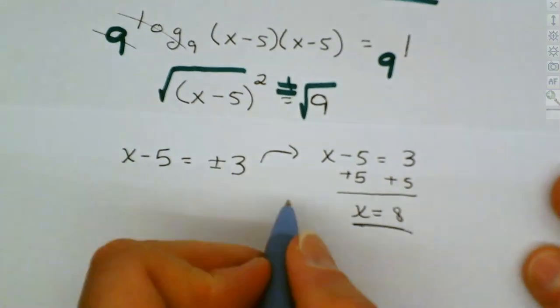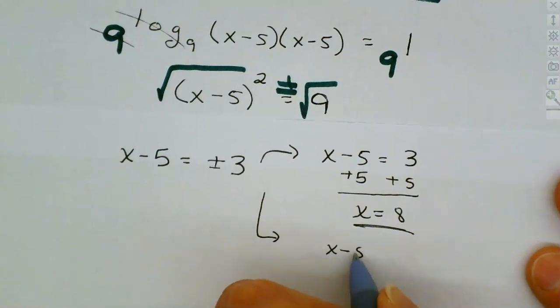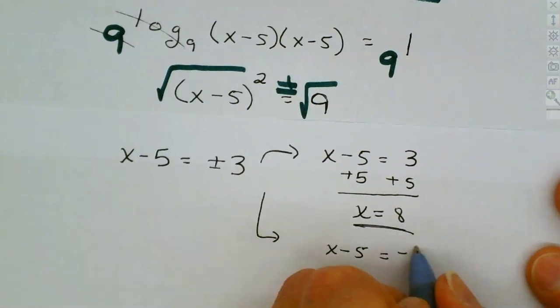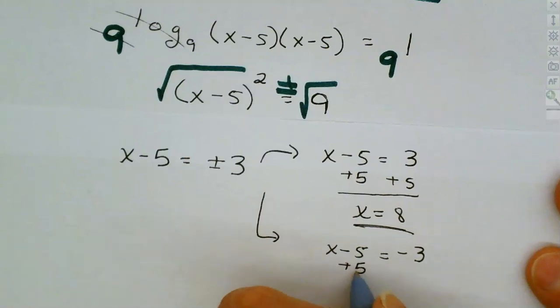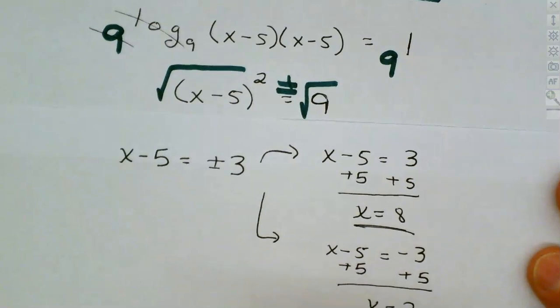Okay, let's check the other one. What's the other one going to be? It's x minus 5 equals negative 3. We'll add our 5. And that's going to give us x equals 2.